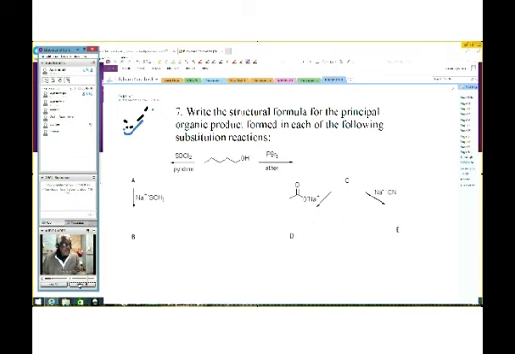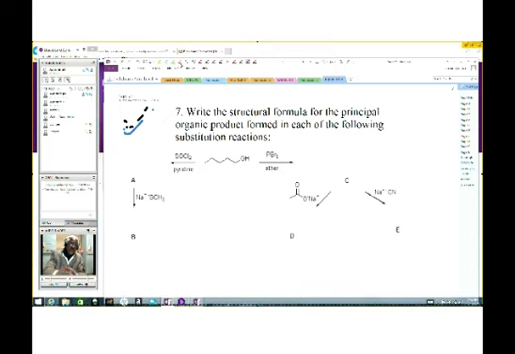If it's not, okay. Eba Ayana, go ahead and read question number 7 for us. Write the structural formula for the principal organic product formed in each of the following substitution reactions. Okay, thank you. In this particular problem, all you need to do is to know what your reagent would be doing. In this case, we are starting with this alcohol here. What class of alcohol is that?